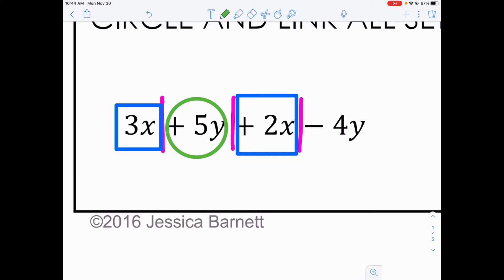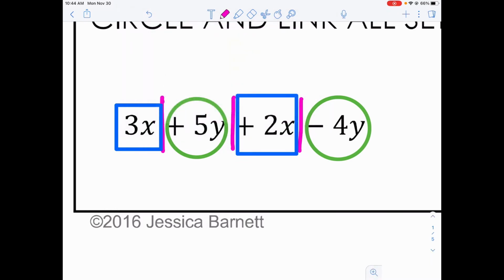Now, if I've already put a box around it, I can't also put a circle around it. So I'm just going to look through what's left in my expression and see if I can put any more circles. Negative 4y is the only thing that's left in my expression. Negative 4y has the same variable as the 5y, and those variables have the same exponents, so I'm also going to circle negative 4y.